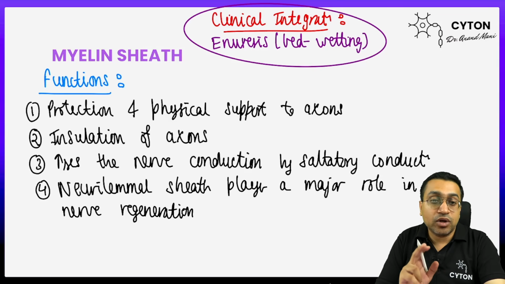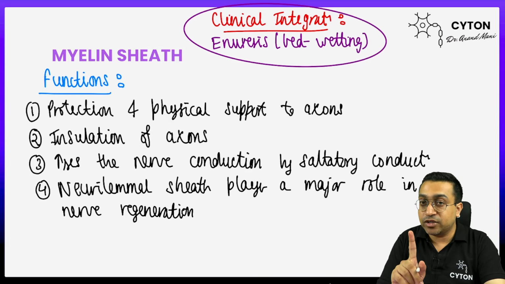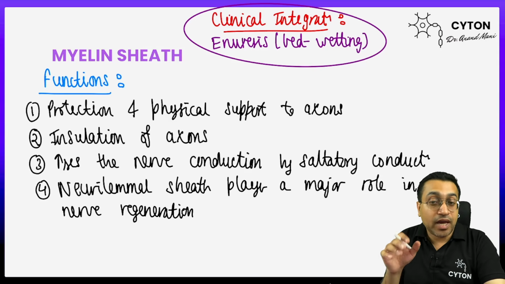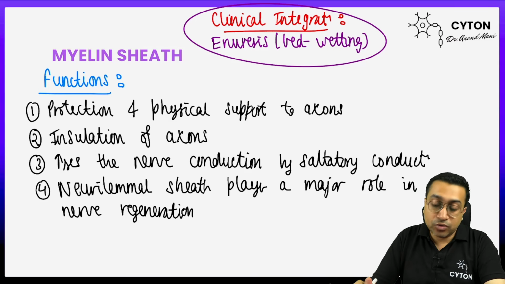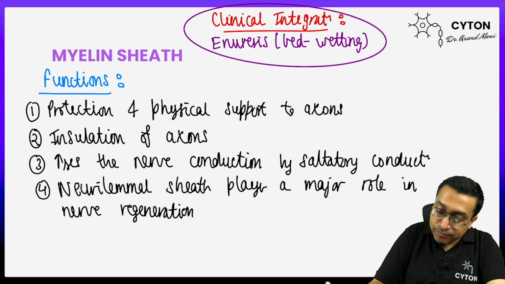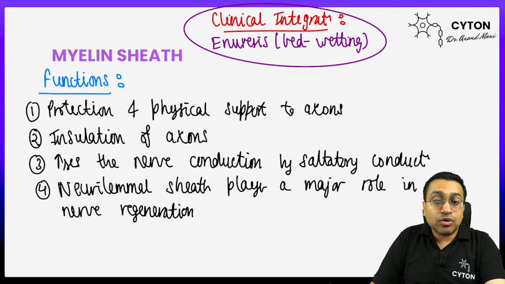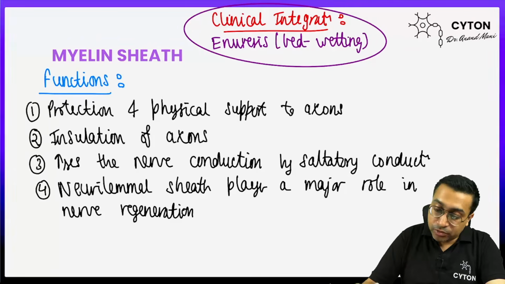A single oligodendrocyte does not cover one axon. Because of the absence of the neurolemmal sheath in the CNS, the regeneration of the neuron is not possible in the CNS. So that is something to remember. The nerve regeneration, which we have discussed. Now talking about the classification of the nerve fibers.